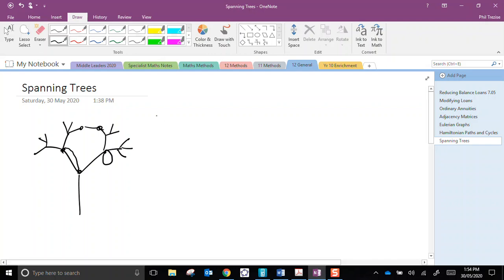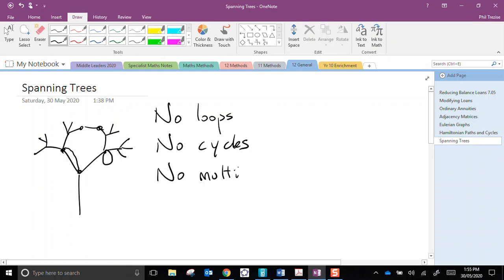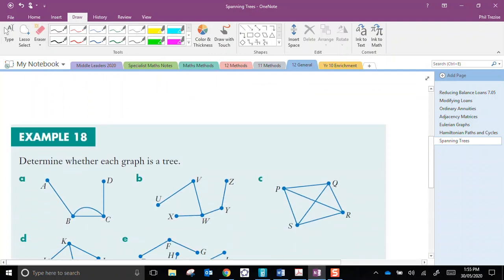So this gives us our definition of a tree. We're going to have no loops. We have no cycles. And we have no multiple edges. If we have no loops and no cycles and no multiple edges, then what we're left with is a tree. And that applies in network diagrams as well. So as soon as I take those features out, that looks like a tree, and that's exactly what we're going to use as our definition of a tree in networks.